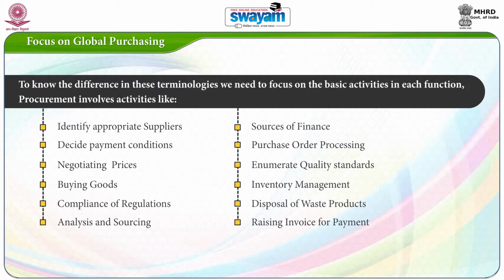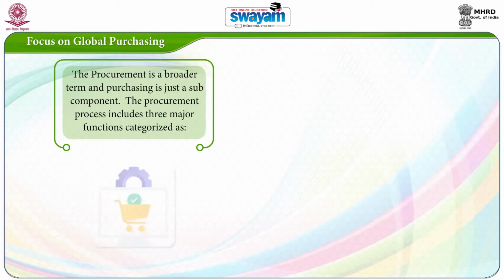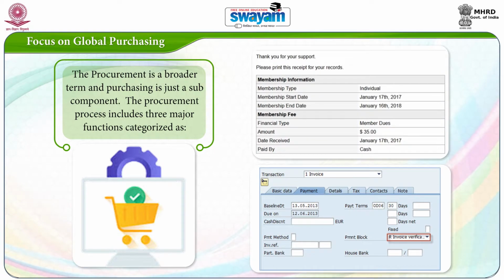To make a profit, the cost of procuring goods must be lesser than the selling price of the products, less than the costs connected with processing and selling them. Thus, procurement is a broader term and purchasing is just a subcomponent. The procurement process includes three major functions, categorized as purchase order processing, receipt confirmation, and invoice verification, in simple terms.